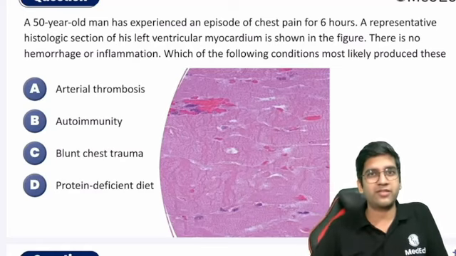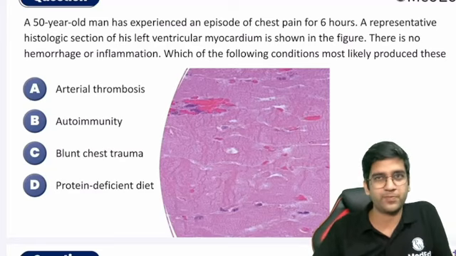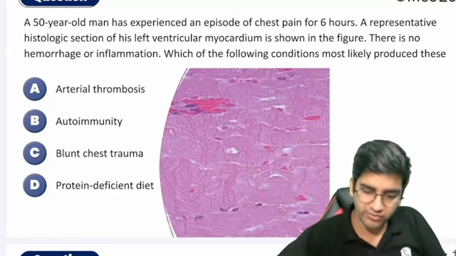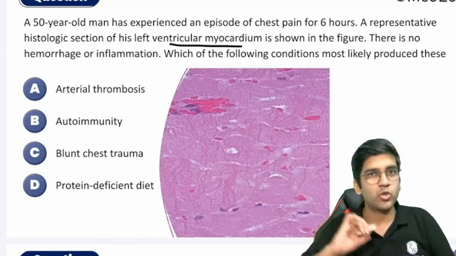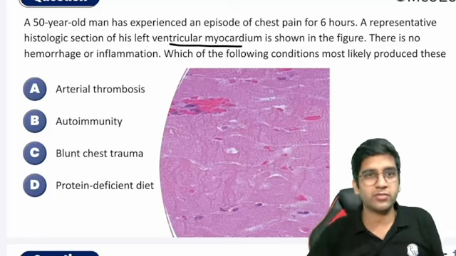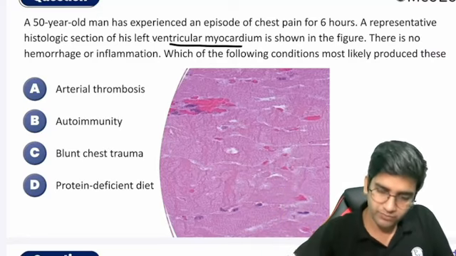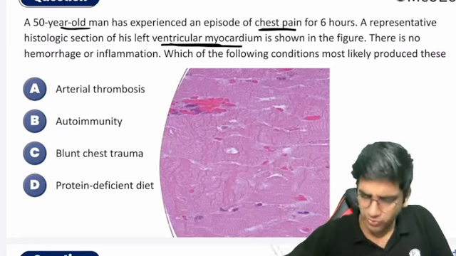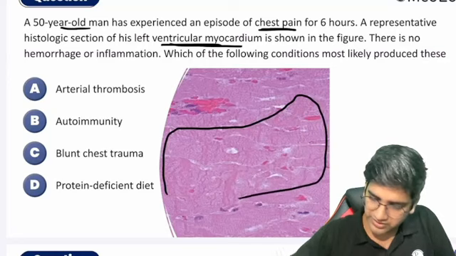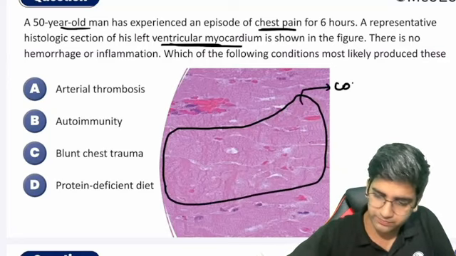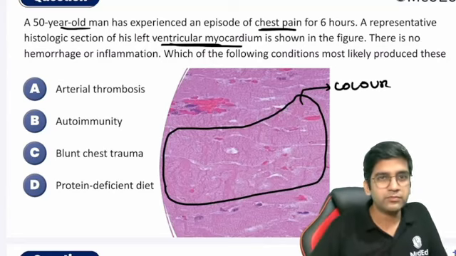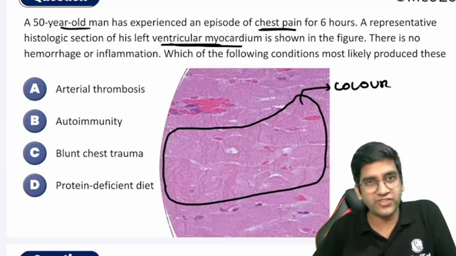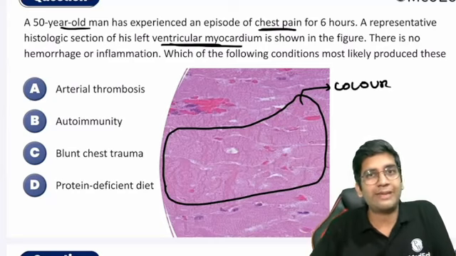A 50-year-old experienced an episode of chest pain for the past 6 hours. A representative section of the myocardium is given here. I'll just highlight whatever important things are required for you. Myocardium. There's no hemorrhage, no inflammation. Which of the following is the most likely cause here? A 50-year-old, chest pain is one clue, and the myocardial biopsy. I'll give you one more clue. Look at this area. What's the color? Pink or blue? Predominantly pink color.